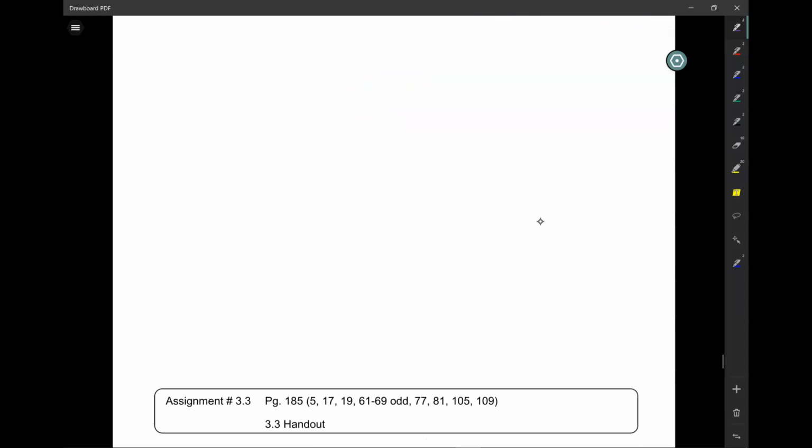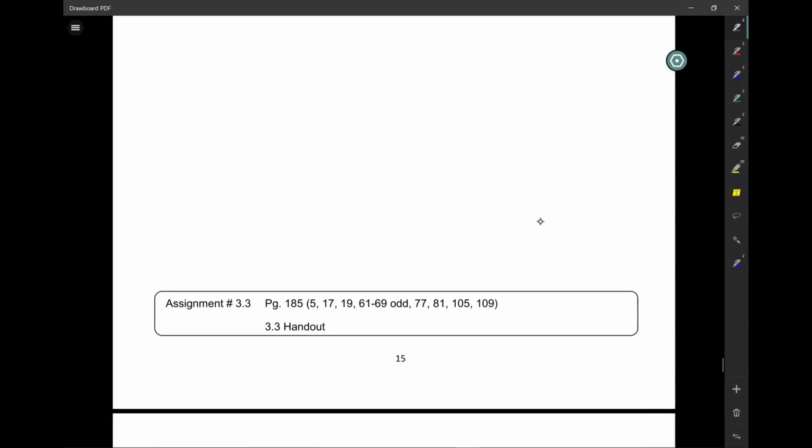Now, homework. Homework is the book and the handout. I have a copy of the handout online, but I have some hard copies here as well.